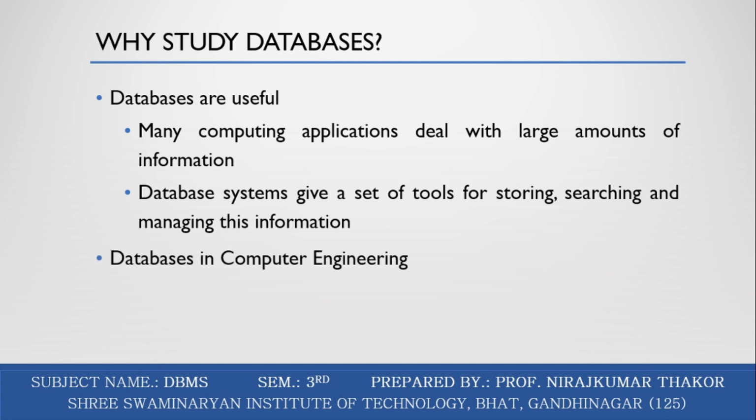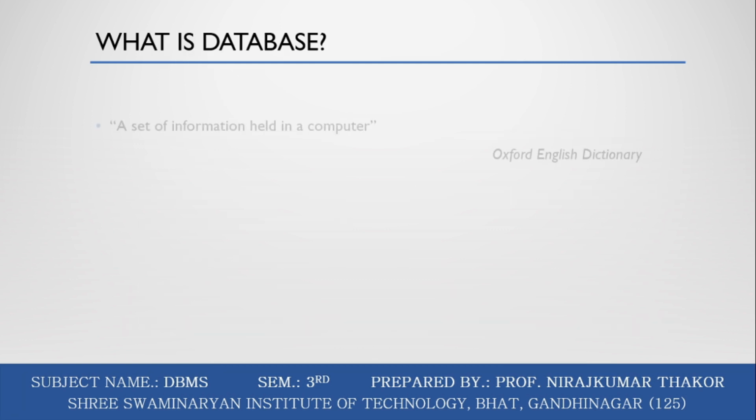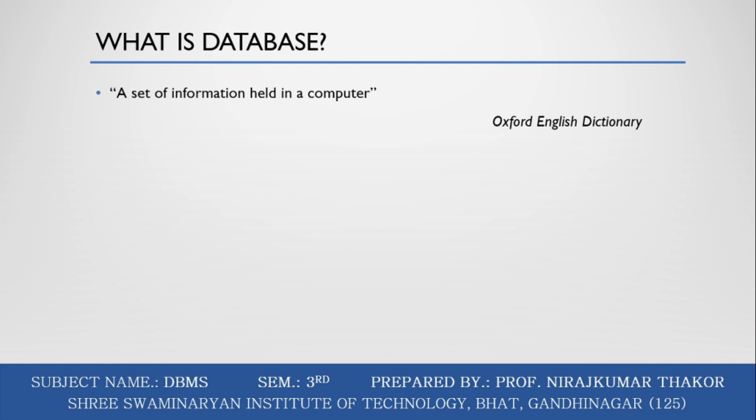A database in computer engineering. The database is a core topic in computer science. Basic concepts and skills with the database system are part of the skill set you will be assumed to have as a CS graduate. Now, यहाँ पे हमने definition दी है कि what is database according to the Oxford dictionary: a set of information held in a computer.